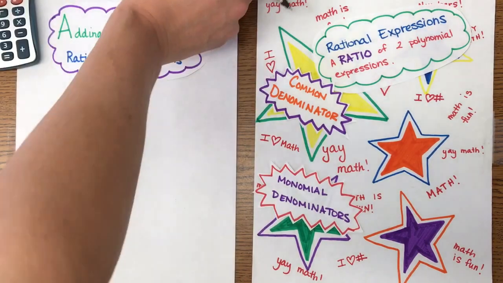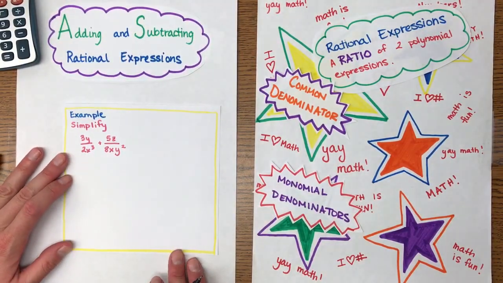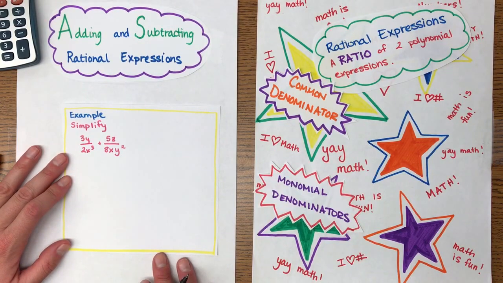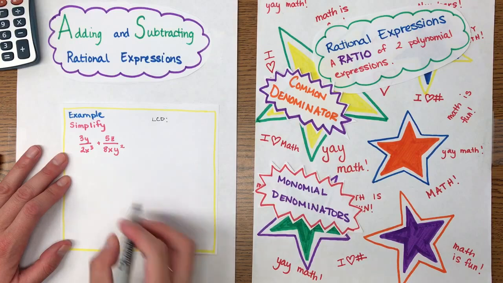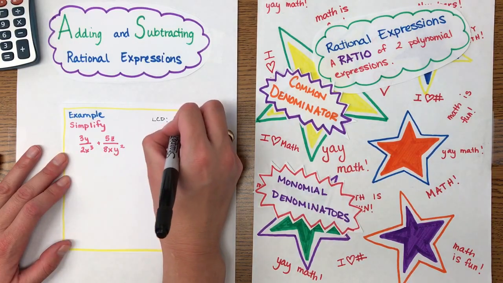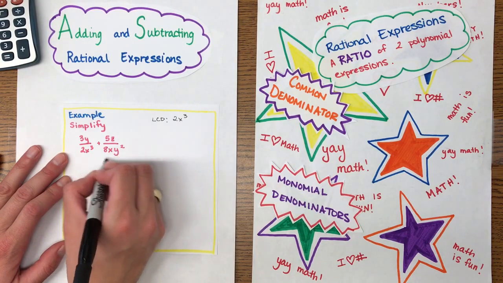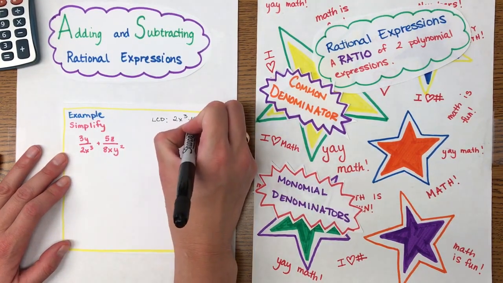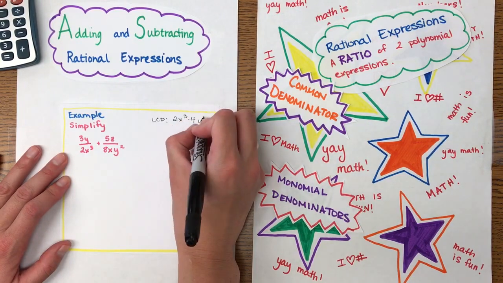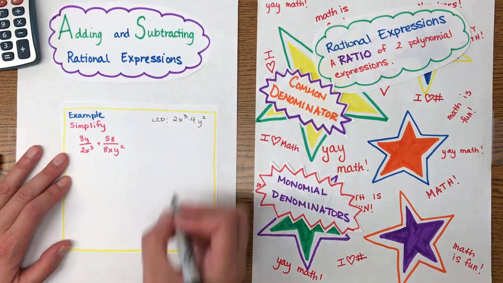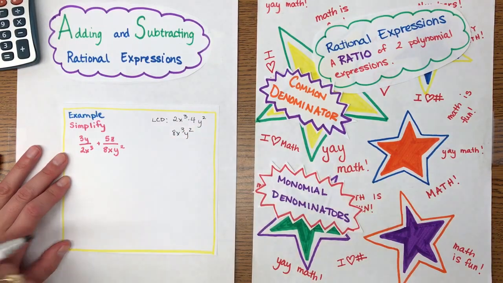Let's look at another example. 3y over 2x cubed plus 5z over 8xy squared. Starting by finding my least common denominator. My first denominator has 2x cubed. In order to make 8, I'm going to also need to multiply by another 4. The x already appears there, but I need a y squared. So that's going to make 8x cubed y squared for my least common denominator.